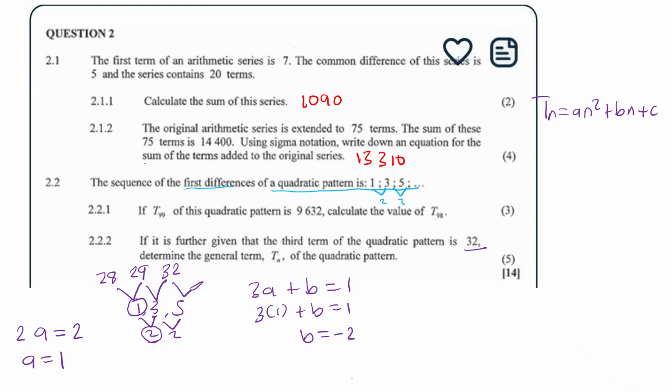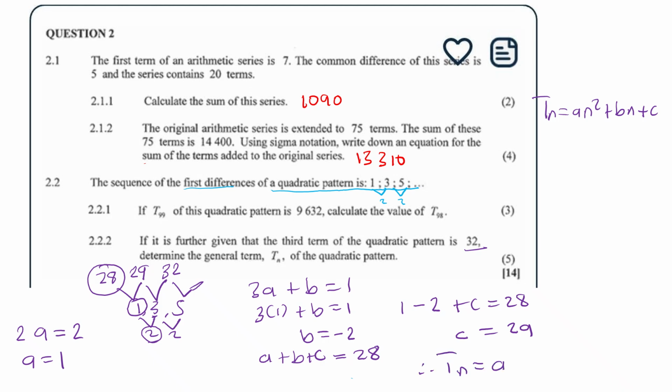Therefore now to find c, a plus b plus c is equal to this number here, which is equal to 28. Therefore now we have our a, which is 1, and then b, which is minus 2, plus c is equal to 28. Therefore now our c is equal to 29. Therefore now Tn is equal to, we have the value of a, equal to n squared minus 2n plus 28.